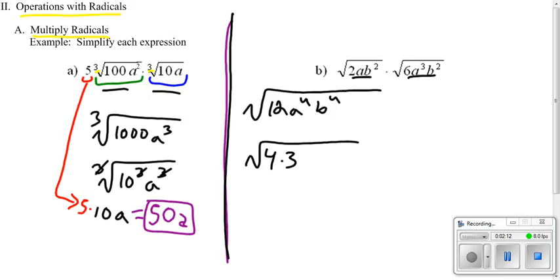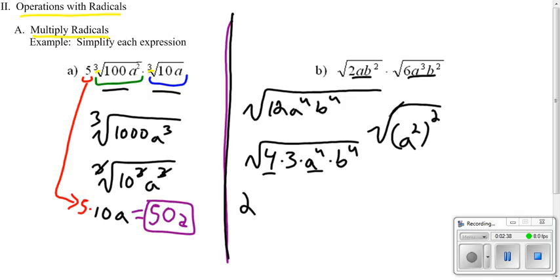12 is the same as 4 times 3, which is useful because we know that 4 is a perfect square. And we still need to multiply by our a to the 4th and b to the 4th. From here we recognize the square root of 4 is 2. The square root of a to the 4th, again we can recognize that as a squared squared, and we're taking the square root of it.